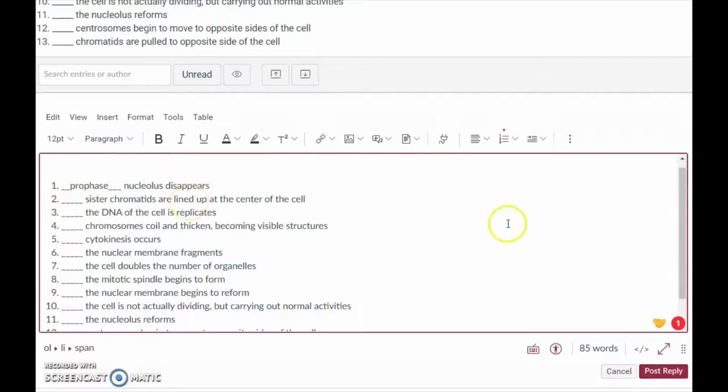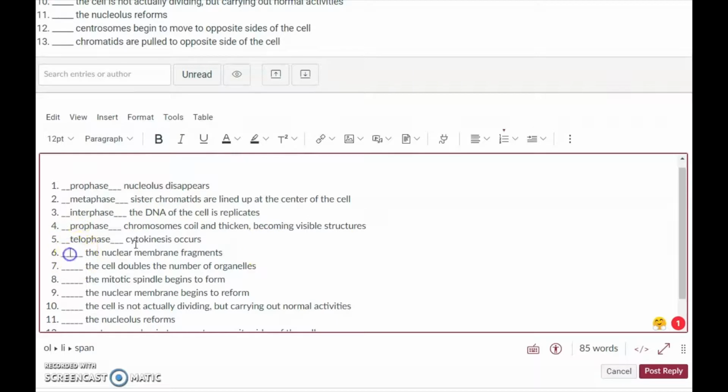So then for step 2, where the sister chromatids are lined up at the center of the cell, this is the metaphase. And then number 3, the DNA of the cell is replicated. So this will happen at the interphase, the very beginning. For 4, the chromosomes coil and thicken, becoming visible structures. This will happen at the prophase, where they condense into chromosomes. And cytokinesis occurs at the very end in the telophase.